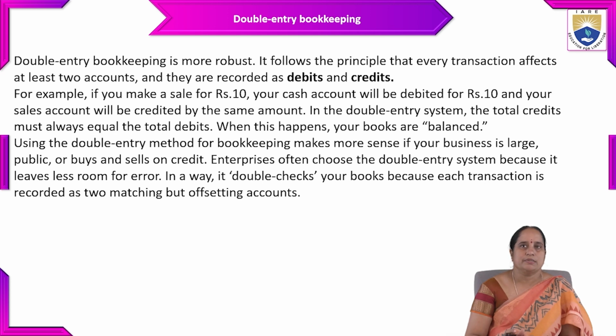Enterprises often choose the double entry system because it leaves less room for error. Because the same transaction is entered in two different accounts, there will not be any chance for errors. In a way, it double checks your accounts because each transaction is recorded as two matching but offsetting entries.